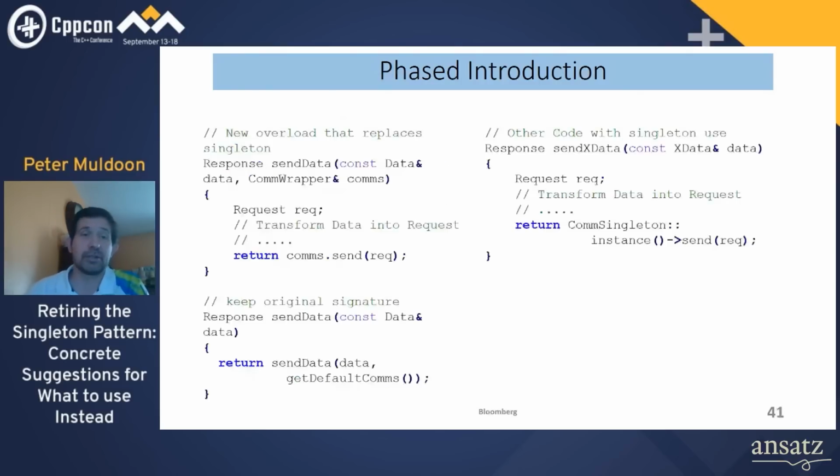What it means now is in my send data function, I have dependency injection. I can test it, sleep well at night. But in the 150 other places that singleton is being used, I can just leave it as is. Now, there won't be dependency injection there, but it's ripe for dependency injection when someone gets around to doing it, which maybe never. And if that's the case, okay, maybe you can live with that.